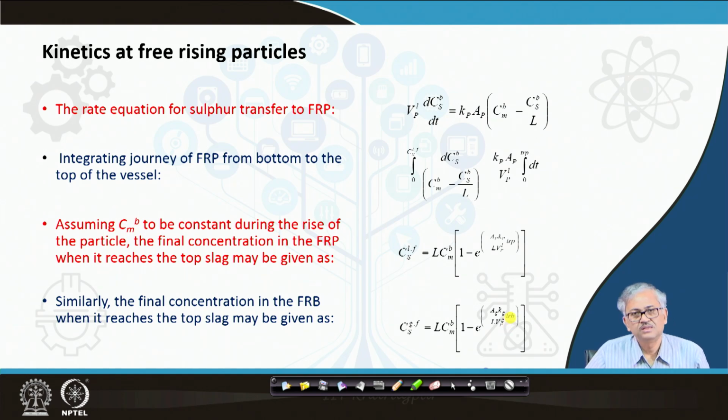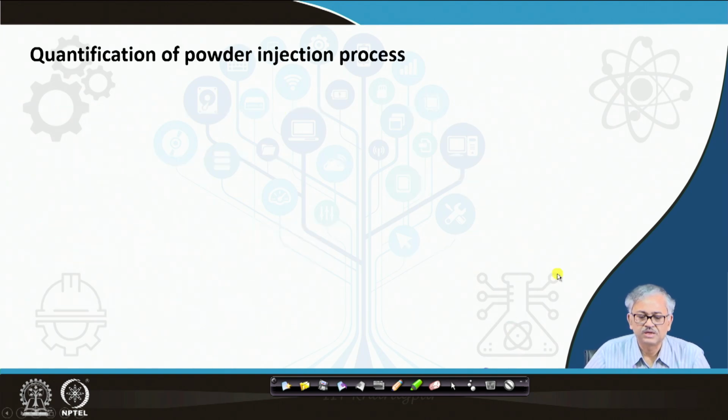TRV is basically the residence time of those particles inside the liquid, okay, because that is the residence time of the bubble, because the particles are attached to the bubble and it is moving with the bubble with the same terminal velocity as that of the bubble, okay. So, then this is the expression you can get.